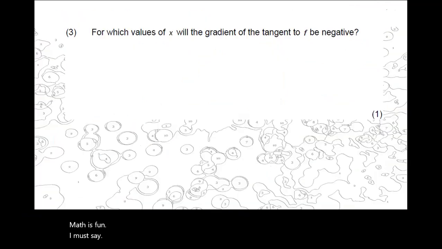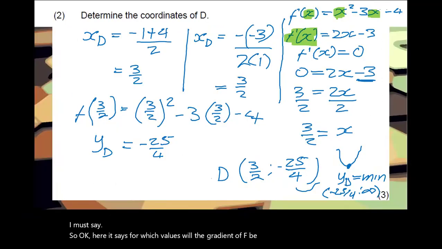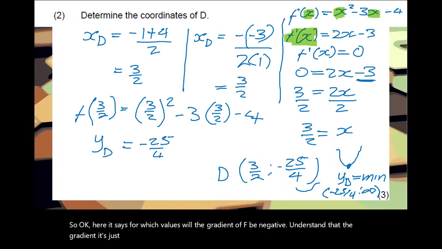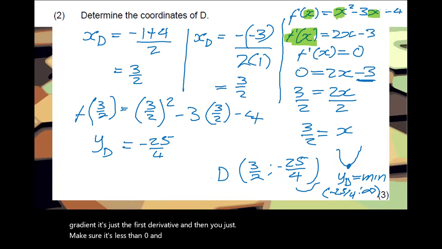So, okay, here it says for which values will the gradient of f be negative? Understand that the gradient is just the first derivative, and then you just make sure it's less than 0 and you solve for x, okay? So it'll be for any values that you find there.